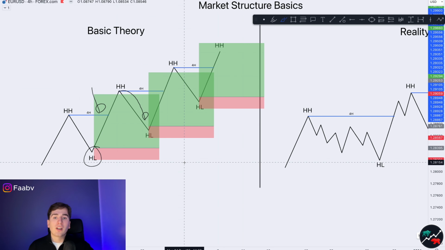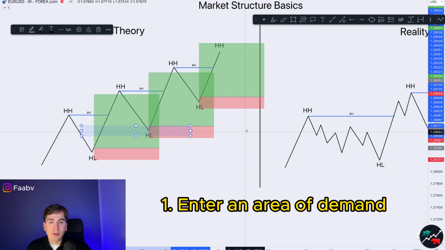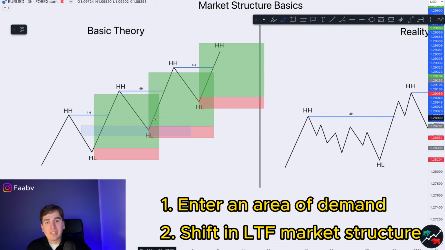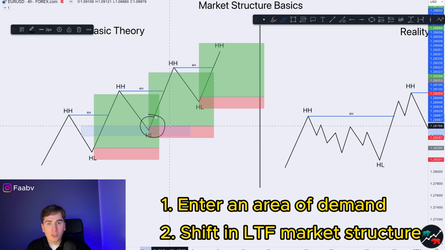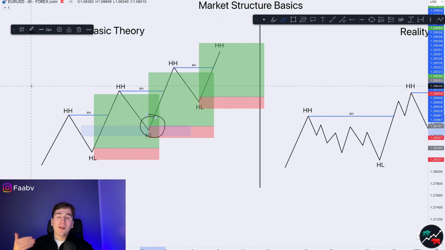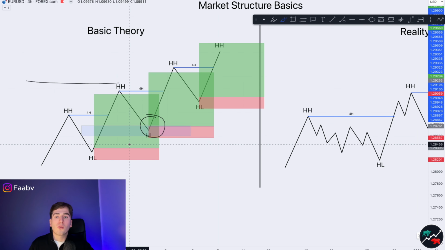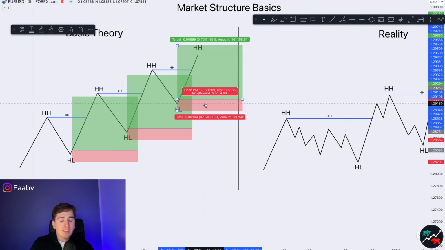Now, how do we know when a higher low is formed in an uptrend? That is once we enter an area of demand, or when we see a shift in the overall market structure on the lower time frame. So pretty much exactly the same way we anticipate that a higher high has been formed, that's the same thing we do for when a higher low is formed. So this is the basic theory.